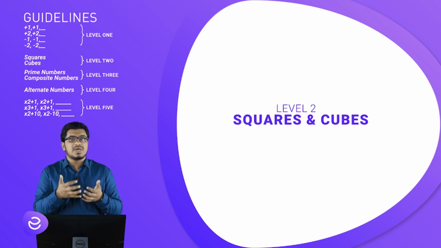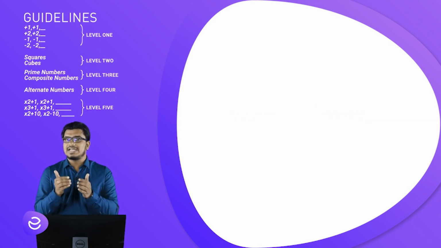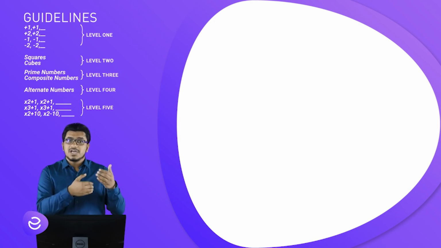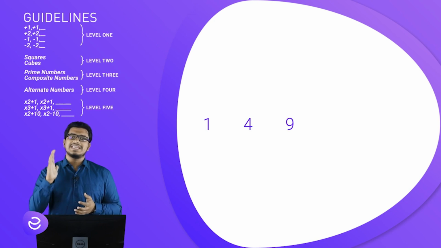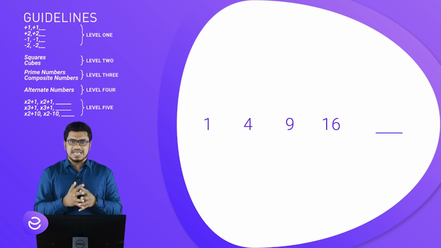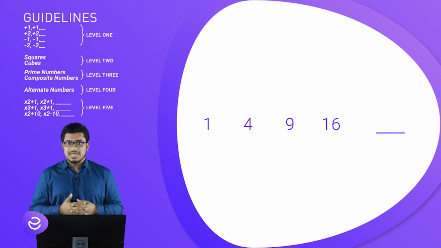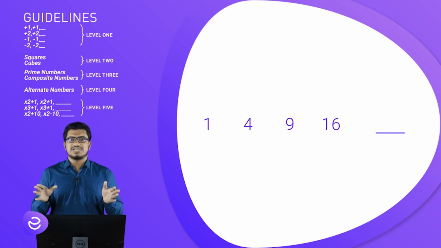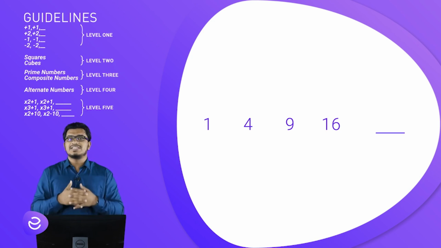The squares and the cubes are actually very easy, but you have to identify that it is a square or that these are the cubes of some numbers. For example, you get a question 1, 4, 9, 16, dash. This question you can approach from two different angles. The first thing, as I said, when you get any question based on number series, is to find the difference.